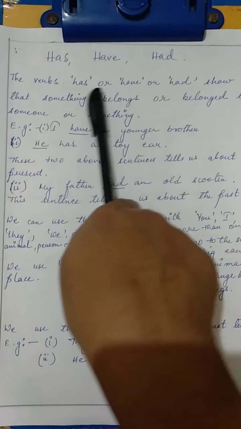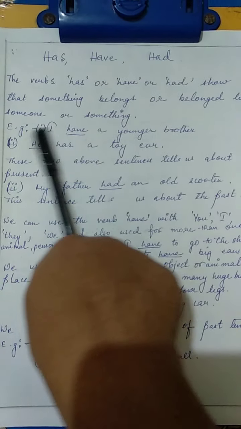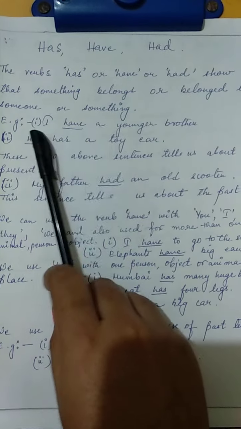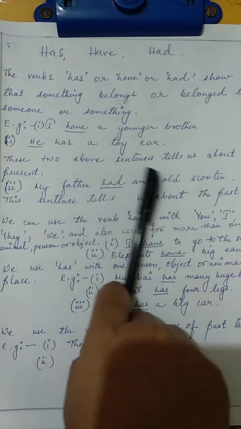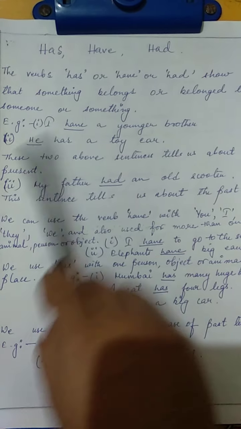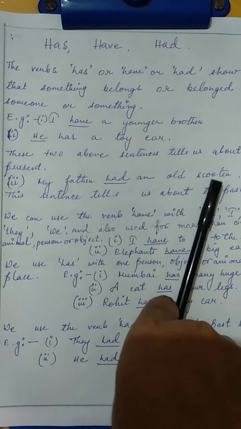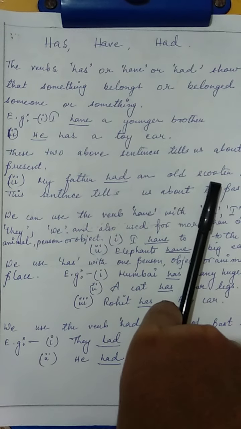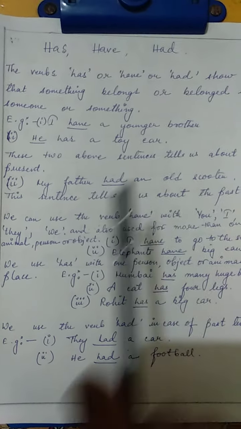The verb has, have or had shows that something belongs to someone or something. Example, I have a younger brother, he has a toy car. These two sentences tell us about the present. These are present tenses. My father had an old scooter. That means it is about the past. This sentence tells us about the past.